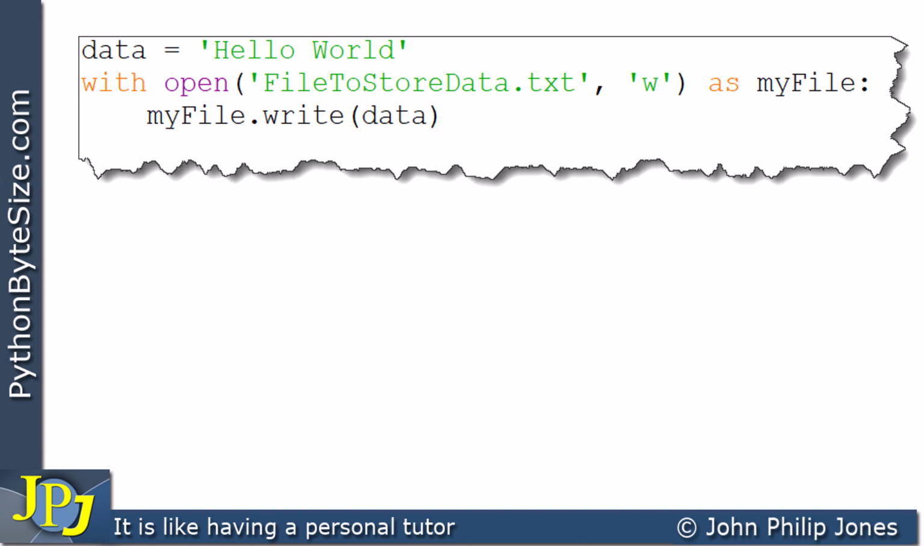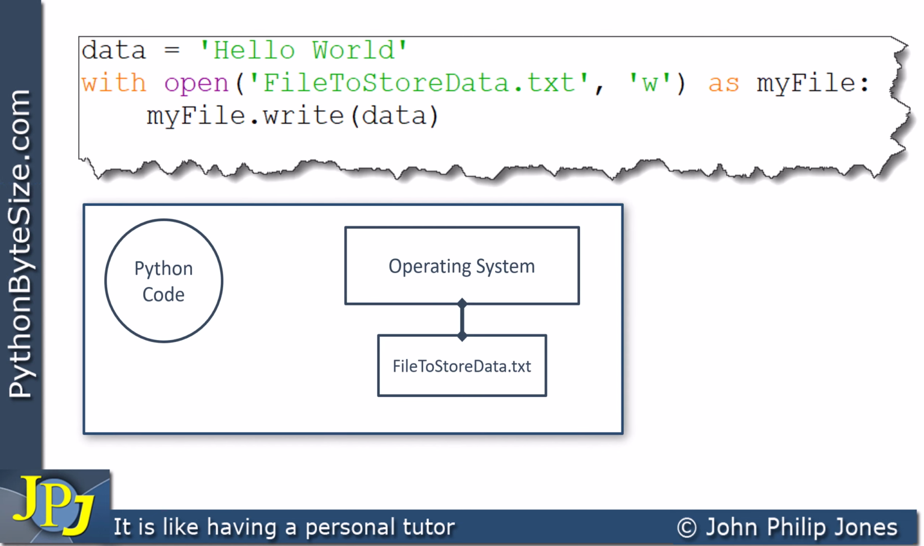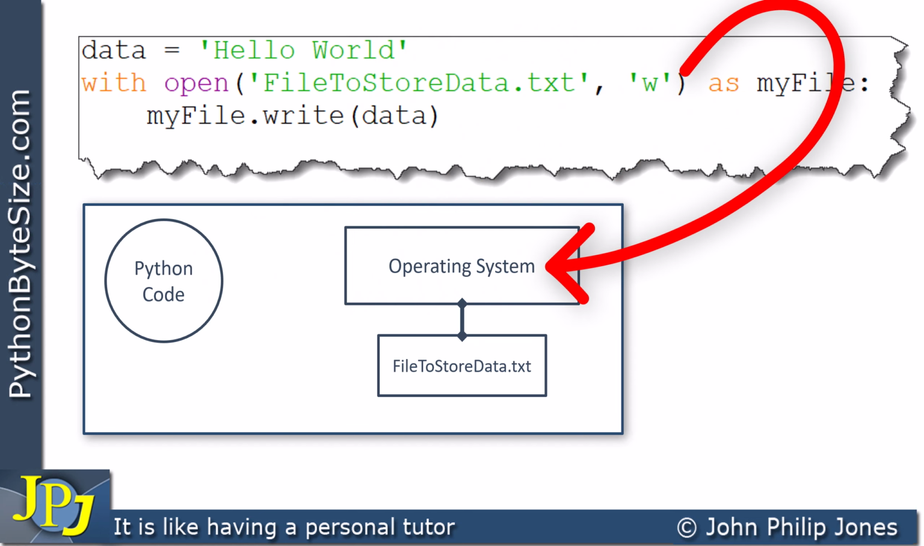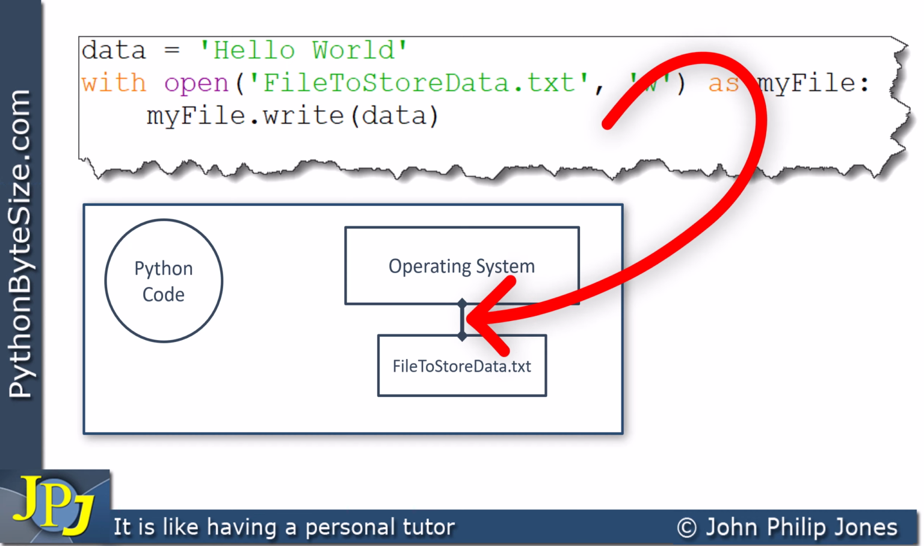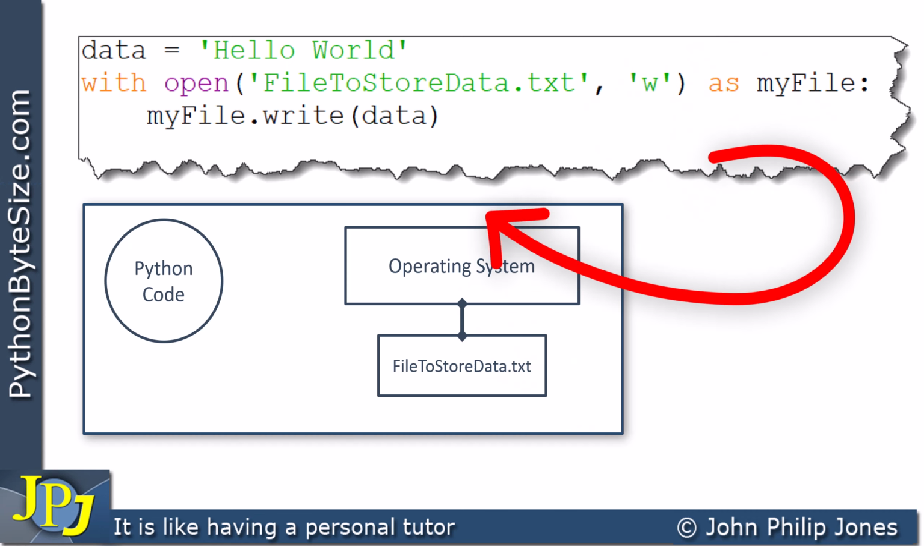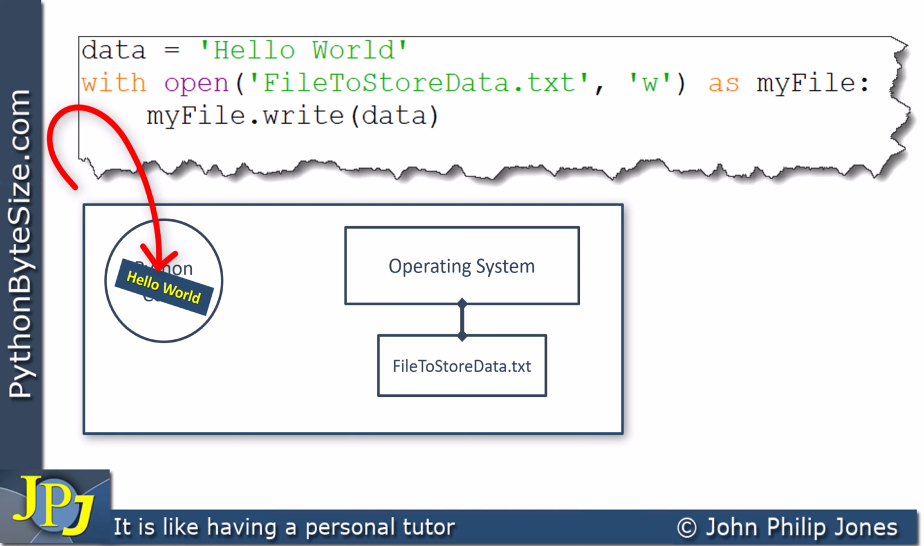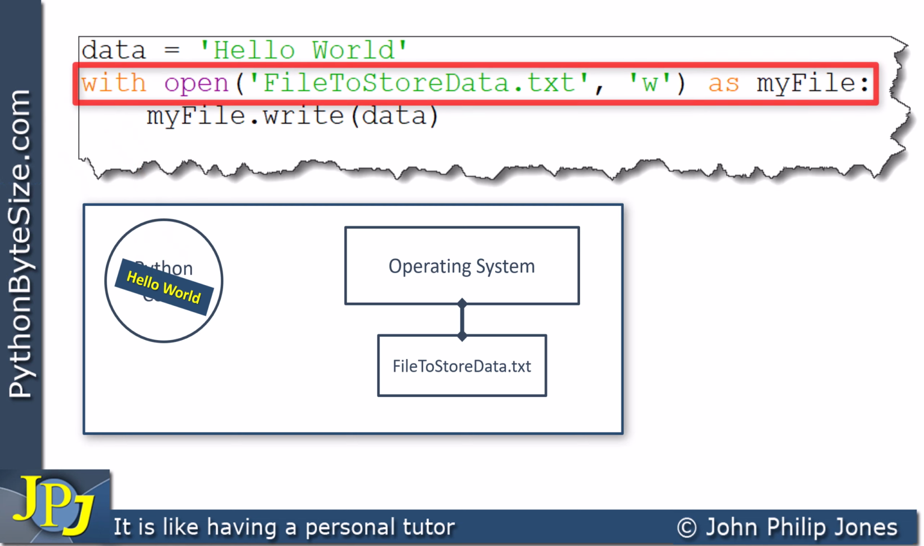Let's reflect the execution of this program onto the schematic diagram. You can see this is the Python code that I'm showing here, and we know that the operating system will have a relationship to this file, which is the file declared here in the code. This is the program statement that will execute first, and I'm going to reflect its execution onto the schematic diagram as you see here.